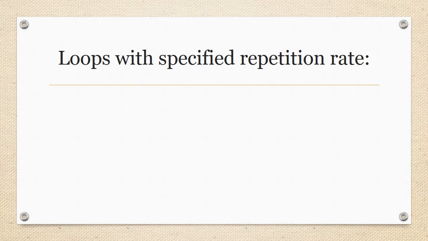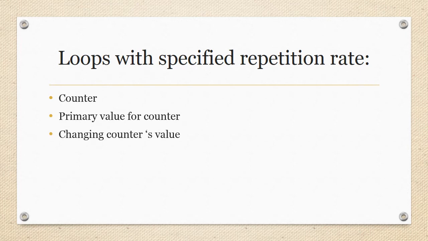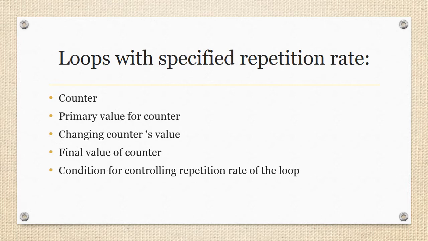Loops with specified repetition rate. Loops that have these five features are called loops with a specified repetition rate. The first one is having a counter. Second, a primary value for the counter. Third, changing the counter's value. Fourth, the final value of the counter. We have to give the final value for the counter. And finally, the last one is the condition for controlling the repetition rate of the loop.